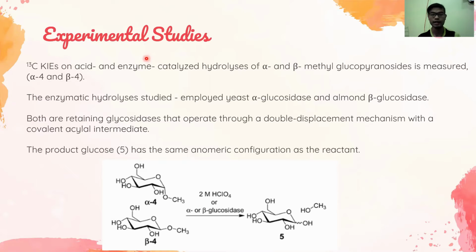Now I will proceed with the experimental studies. Acid and enzyme catalyzed hydrolysis of alpha and beta methyl glucopyranoside is measured by using the 13C isotope effect. This one is alpha 4, this one is beta 4. The enzyme catalysts used are alpha or beta glucosidase in 2 molar perchloric acid. This enzyme operates through a double displacement mechanism with a covalent glycosyl intermediate, so the product has the same anomeric configuration as the reactant. Anomeric means two sugars that differ in configuration only at the anomeric carbon in the cyclic forms.